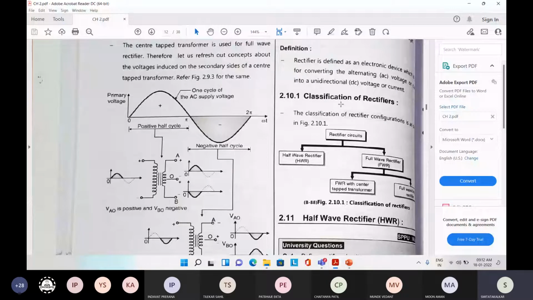What is meant by rectification? Classification of rectifier: the rectifier is the half wave rectifier and the full wave rectifier. The full wave rectifier is of two types. One is the center tap and another is the bridge wave rectifier.